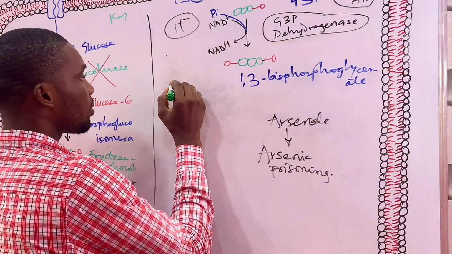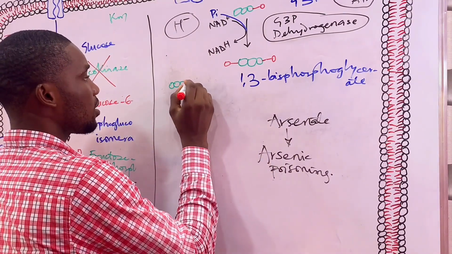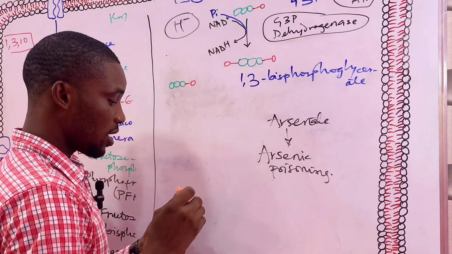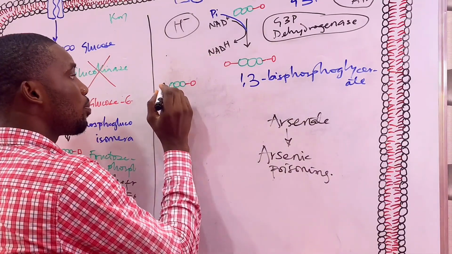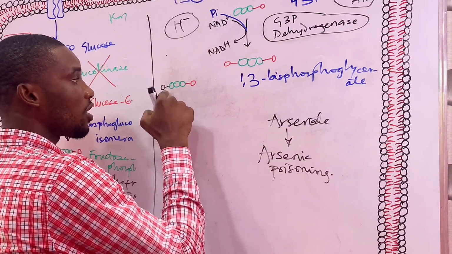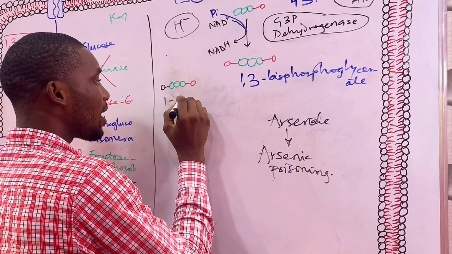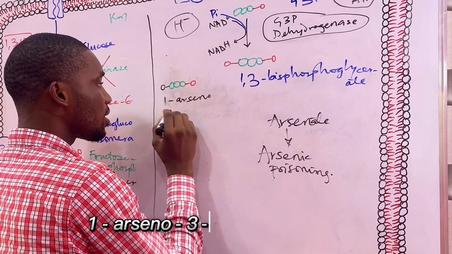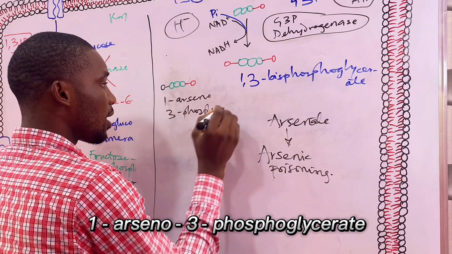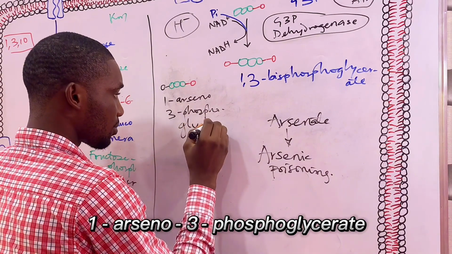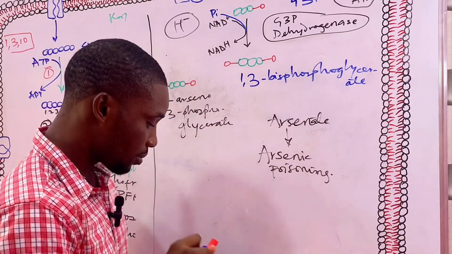Okay, let me draw the molecule over here. We still have our phosphate over here, right? That's this phosphate. But then the arsenate I put instead of a phosphate comes over here, right? Because we attached it over here. And this will be what? One arseno, what? 3 phospho, what? Glycerate. So we have our 1 arseno 3 phosphoglycerate.